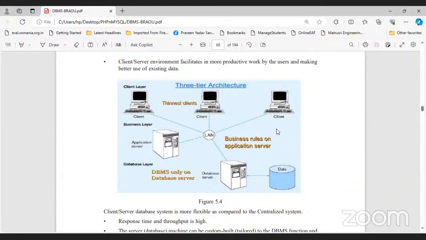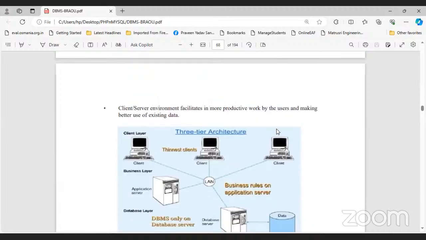So what is the meaning of this? See here, three-tier means suppose you search in Google, so many links are available. So many third parties are giving information to you. Those third parties are called a multi-tier architecture. So many clients are searching, so many websites are available, so many servers are connected. That's why it is called a multi-tier architecture or n-tier architecture.